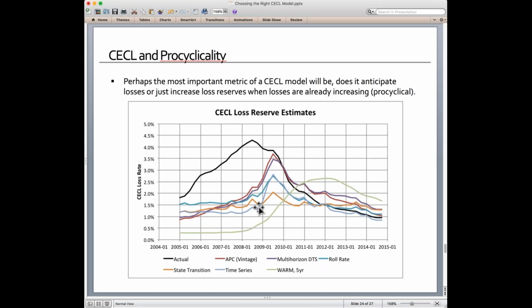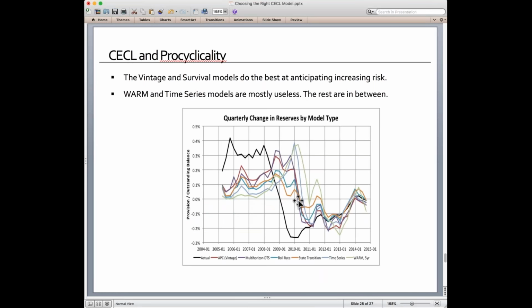So in between those two are the useful models. And let's look at the change. What really matters in your loss reserves is provisioning. Now, in provisioning, you have to add in losses that you had in the previous quarter. You have to refund the pool to compensate for that. So let's look instead just at the change in the loss reserves that each model predicts, because this tells you how much the model is going to help. And what it says is that if your model is WARM, it's useless until 2008, which is the first point it starts to show added reserves.